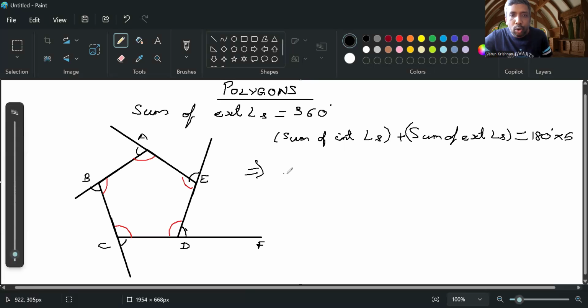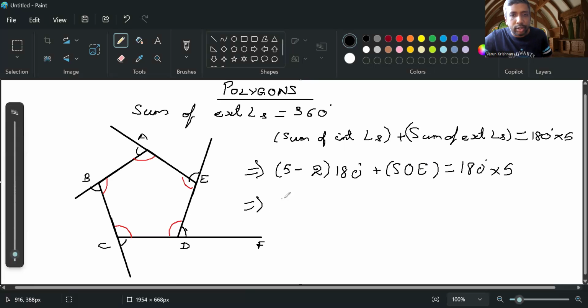Right? And we know, we have just derived in the last video, the formula for sum of interior angles of a polygon is n minus 2 into 180, which in this case will be 5 minus 2 into 180. Plus, I'm going to just call it SOE, sum of exterior angles, is equal to 180 into 5. So, which means that sum of exterior angles will be equal to 5 into 180 minus 3 into 180, which is 2 into 180, which is 360.